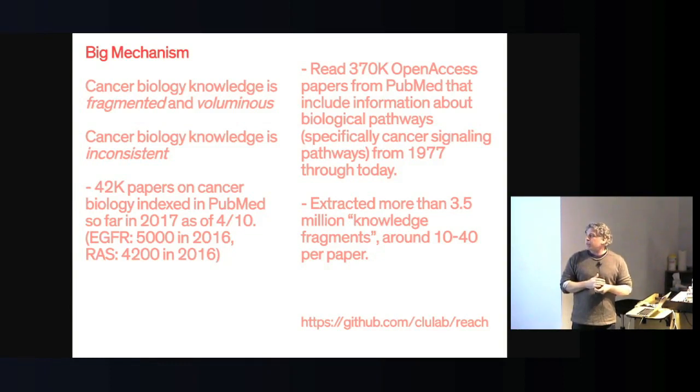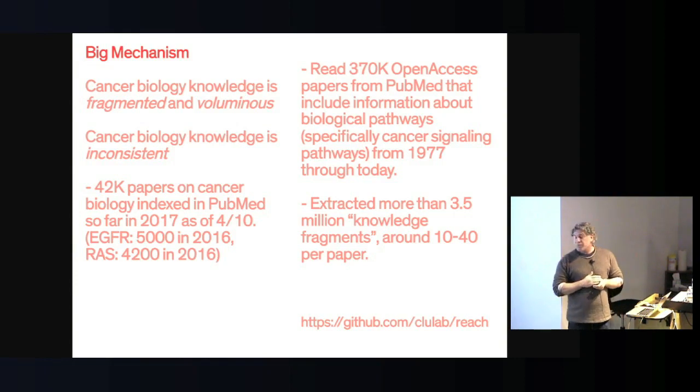There's 42,000 papers on cancer biology indexed in PubMed so far in 2017, and it's only May. As of April 10th, yesterday, even looking for papers about a particular protein that you might be interested in studying, there were 5,000 papers about the EGFR protein, or the protein complex rather, in 2016, and RAS, which is indicated in certain cancers, 4,200 papers, individual papers about this one protein.